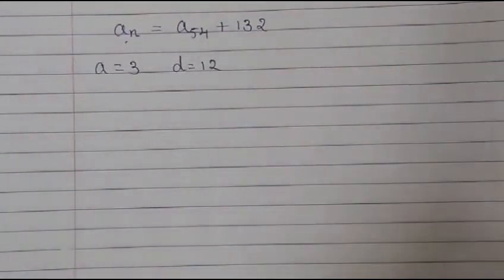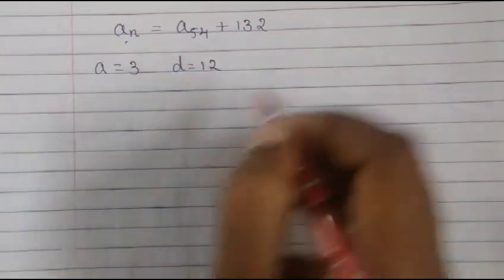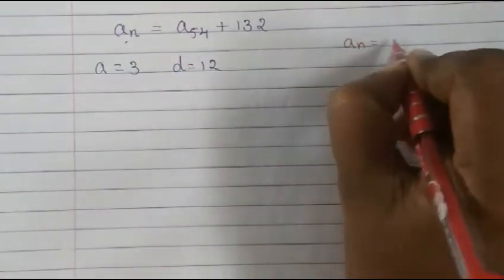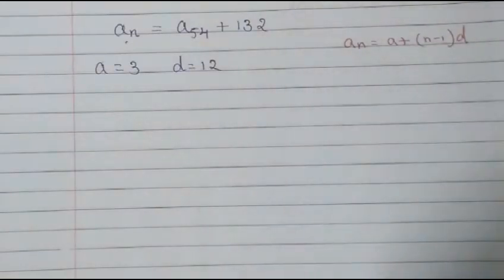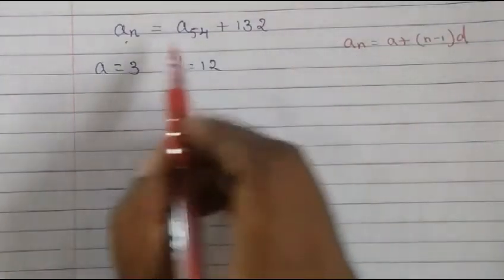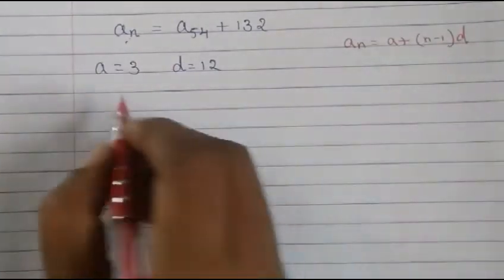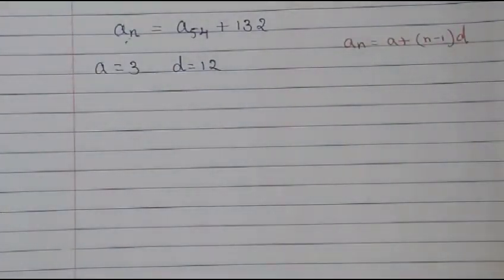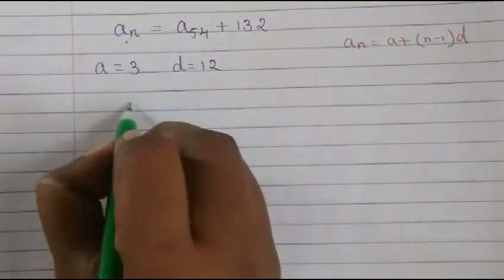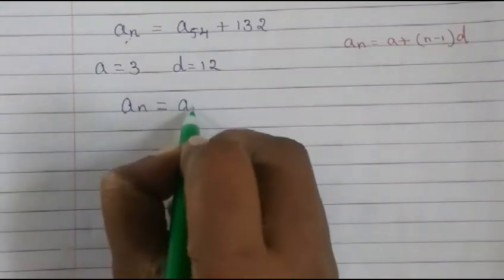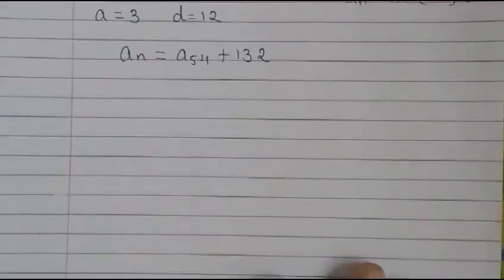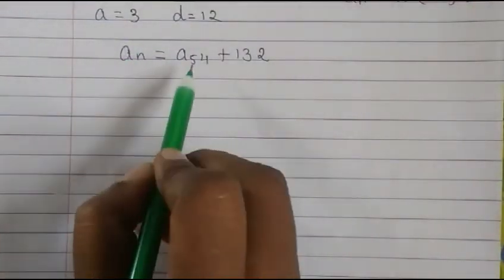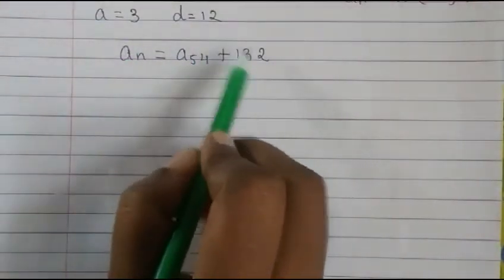Okay, your formula, you know it. The formula is what? An equals a plus n minus 1 d. Okay, so an can be written. So let me write down once again: a54 plus 132. Whatever the answer is, it will be the 54th term plus 132 more.